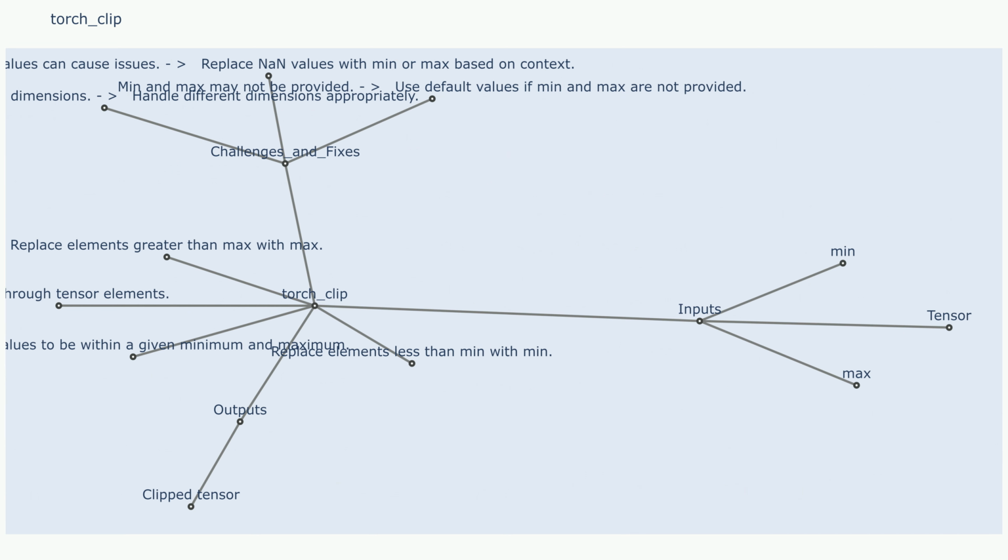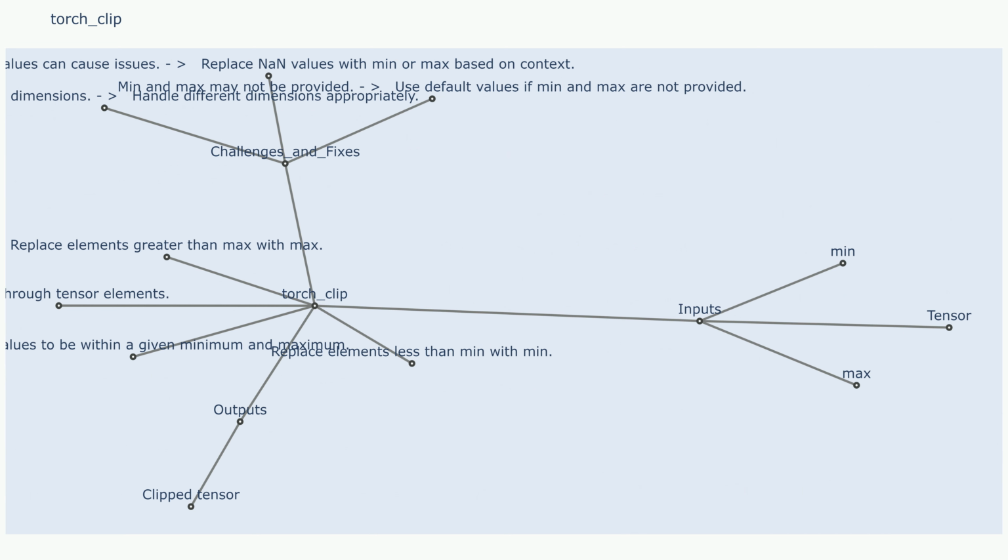Challenge 5. Textual prompt engineering. The quality of the text input significantly impacts the performance of CLIP. Sample use case. Using vague or poorly constructed prompts can lead to inaccurate results. Fixes. Clear and specific prompts.